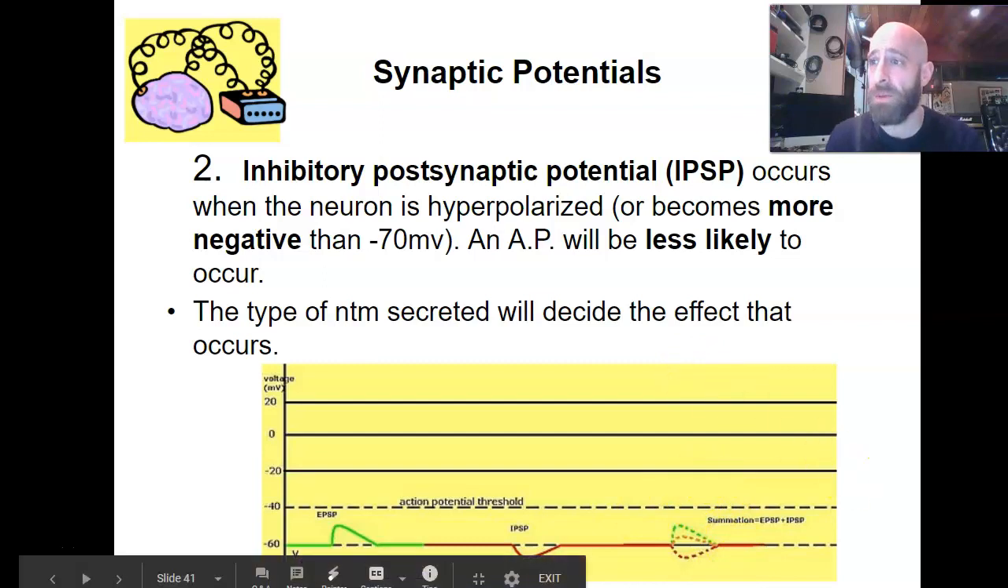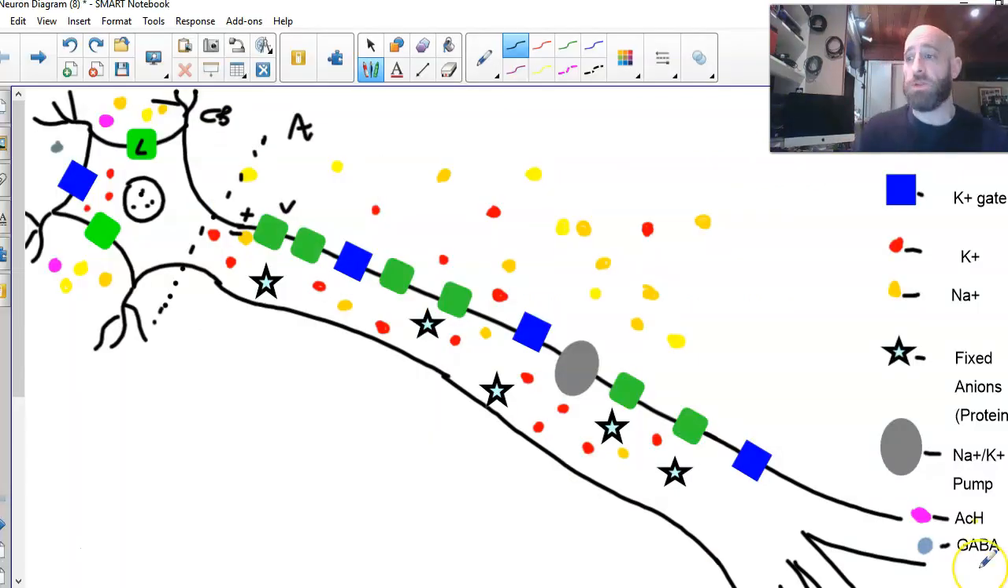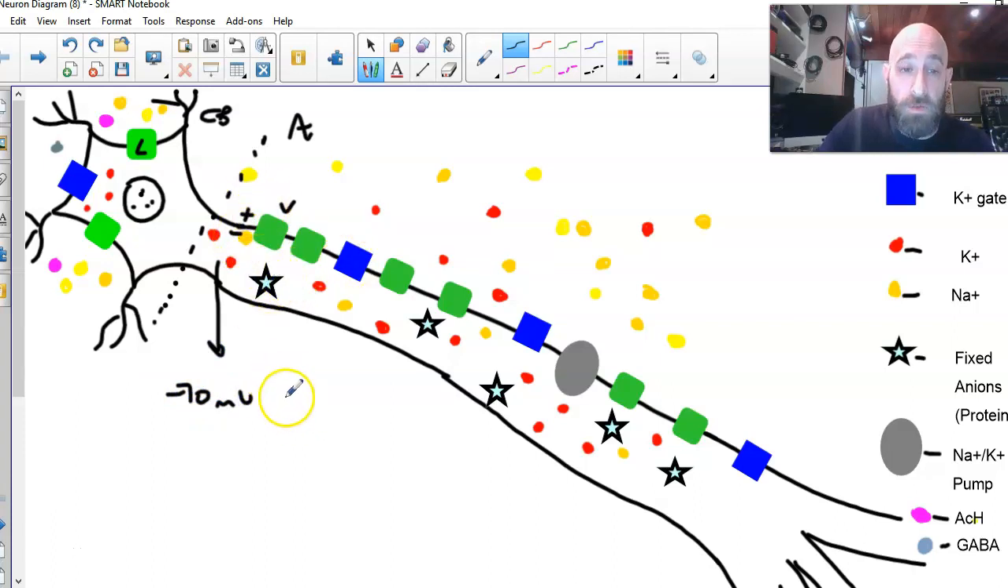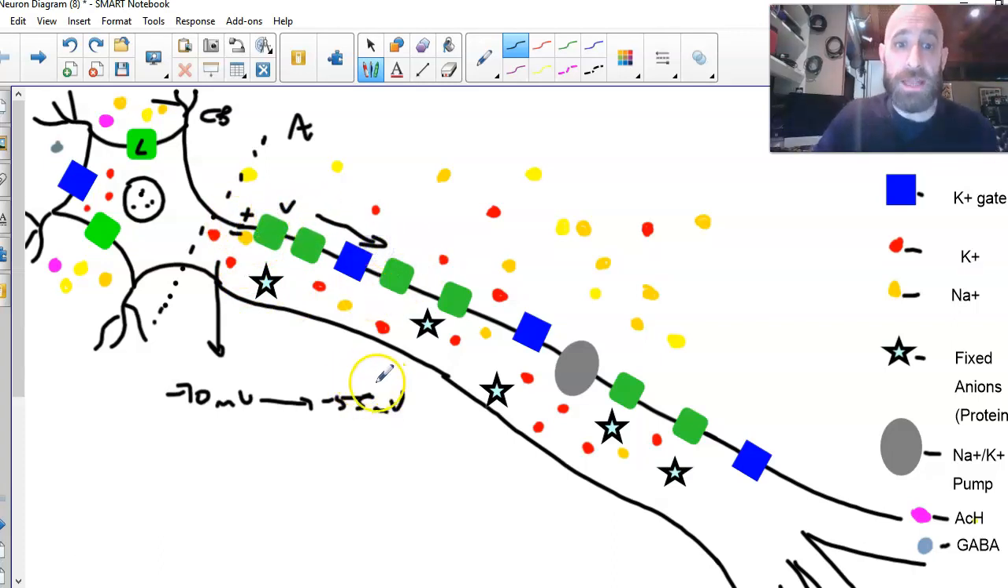So let me explain this a little bit better with this diagram. Let's say I have a neuron here that is at resting potential, negative 70 millivolts, right? We have our negative on the inside, positive on the outside. In order for us to have an action potential, this has to get to negative 55 millivolts. And that is going to trigger this channel to open, and then we're going to have our action potential go all the way down the axon. So how do we get to this negative 55? Well, that is going to be what happens with the synaptic potential.